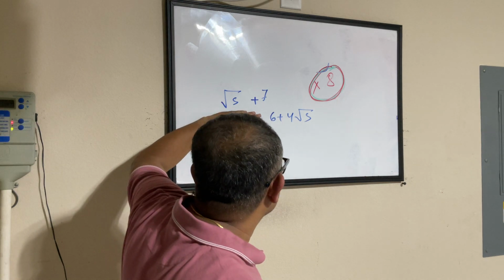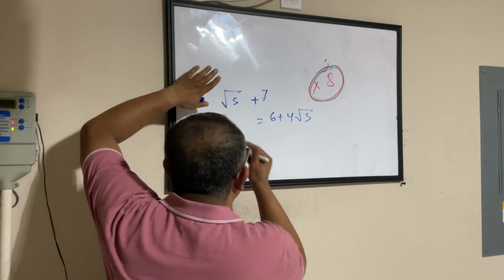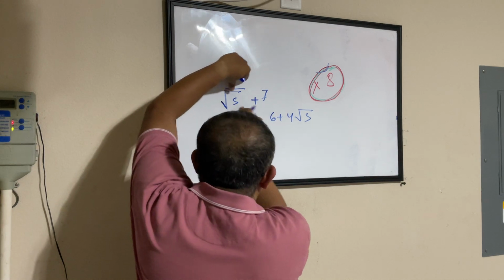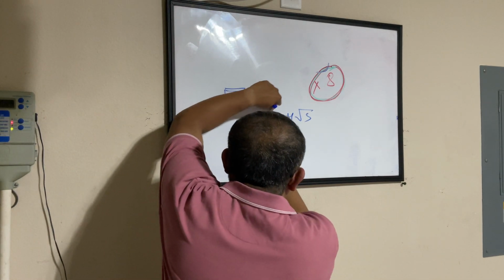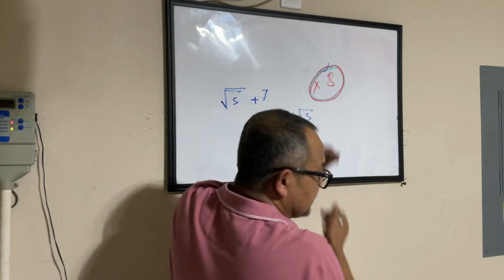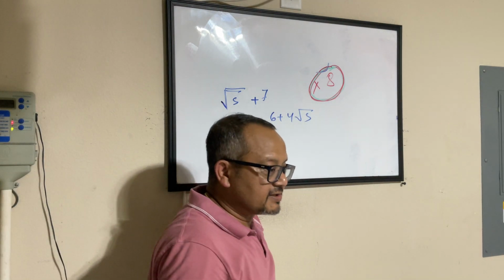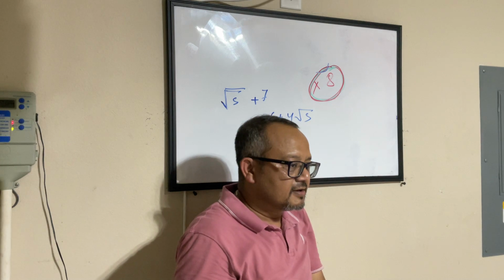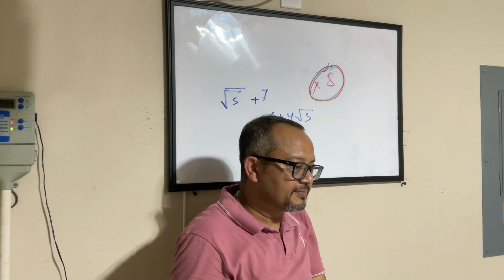So here we have a radical equation, meaning an equation which has the radical symbols in it. Square root of s plus 7 equal to 6 plus 4 times square root of s. And we are trying to solve it for s, the value of s. Would you be able to try, Vishal?